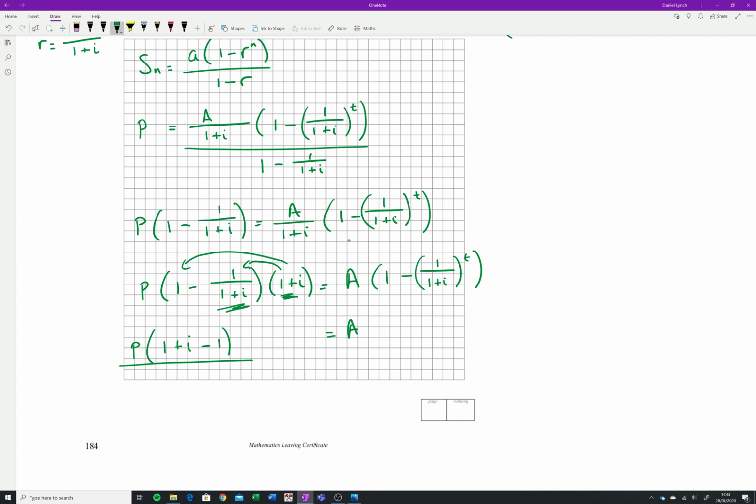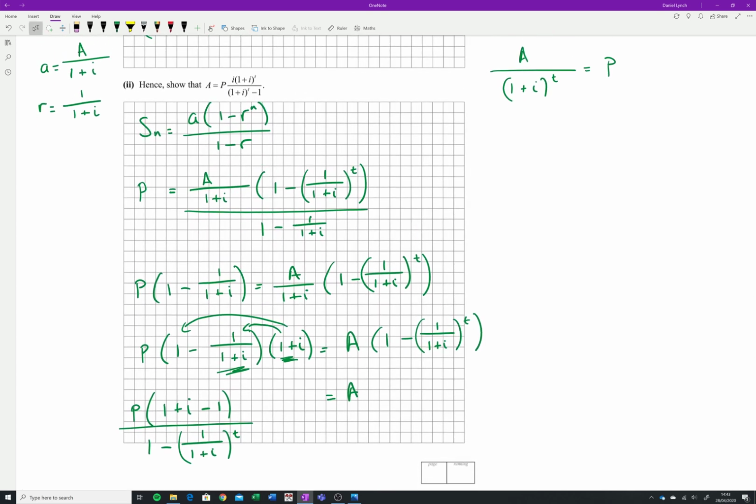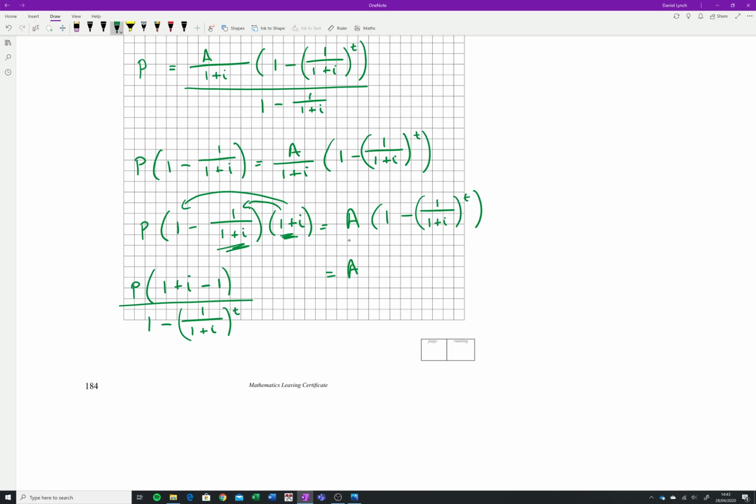And what were we doing? We're dividing both sides by this number here. So we just have A on that side, and on this side we have 1 minus 1 over 1 plus I to the power of t. Okay, so on the top we have P times I, and on the bottom here we can write it as 1 over 1 minus 1 over 1 plus I to the power of t, like that. Okay, and it's equal to A.